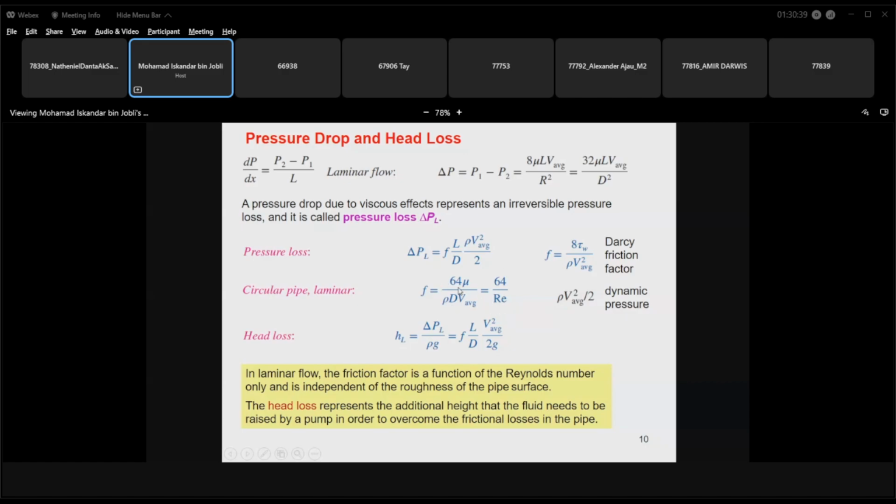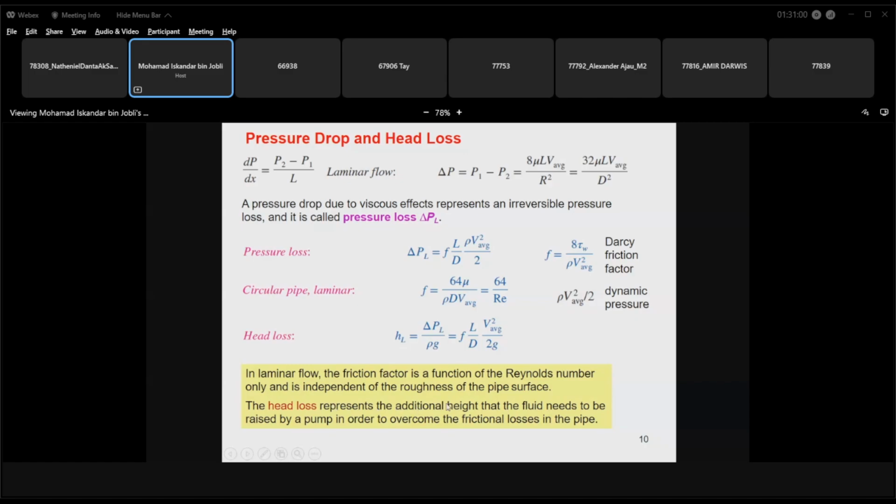But first we shall do laminar. In laminar flow, the friction factor is a function of the Reynolds number only and is independent of the roughness. It just depends on rho, V, the diameter, as well as the dynamic viscosity mu.